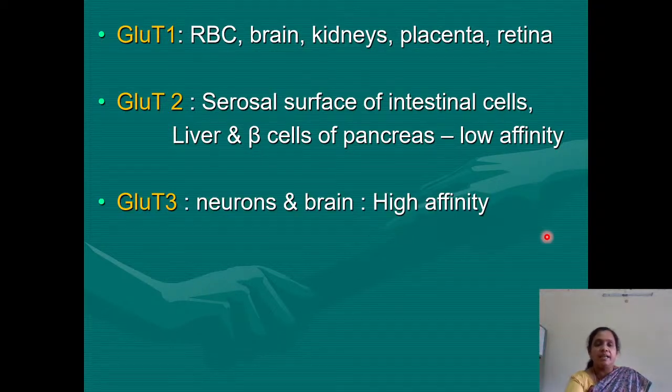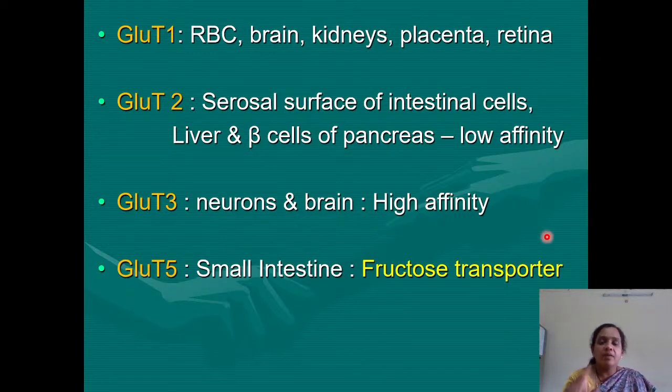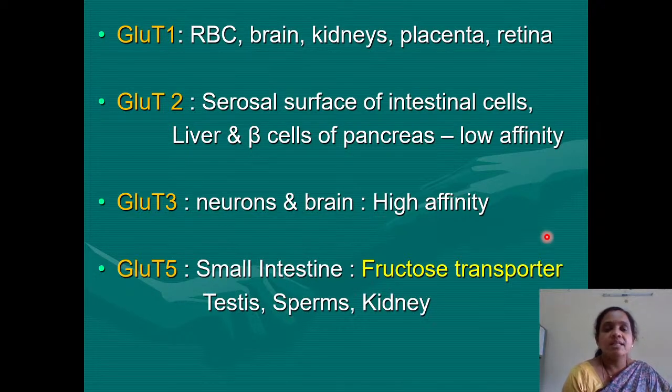Next, GLUT3 transporters are present in neurons and brain, and they have very high affinity for glucose. Even though the glucose levels are very low in the blood, they try to pick up glucose in that situation also. GLUT4, they have included GLUT4, then after that GLUT4 is being removed. Then GLUT5 is the transporter, in which we have seen that the sodium glucose transporter was for glucose entry from the lumen into the intestine. In the same way, GLUT5 is a sodium independent fructose transporter, where without sodium dependence the fructose will enter into the intestinal epithelium. The same transporters are present in testes, sperms and kidneys also.